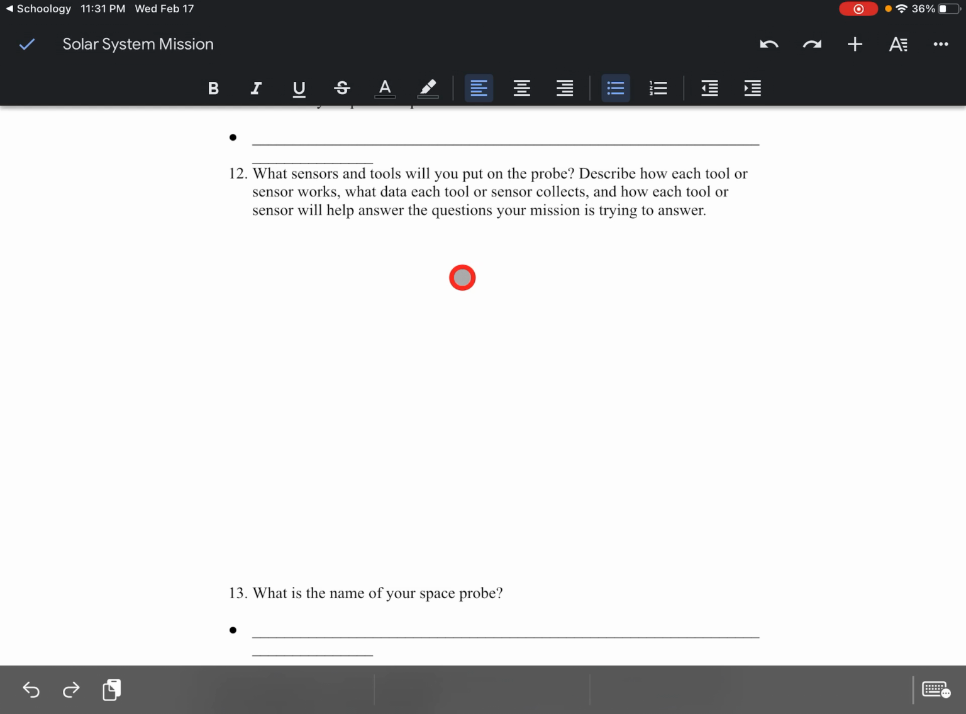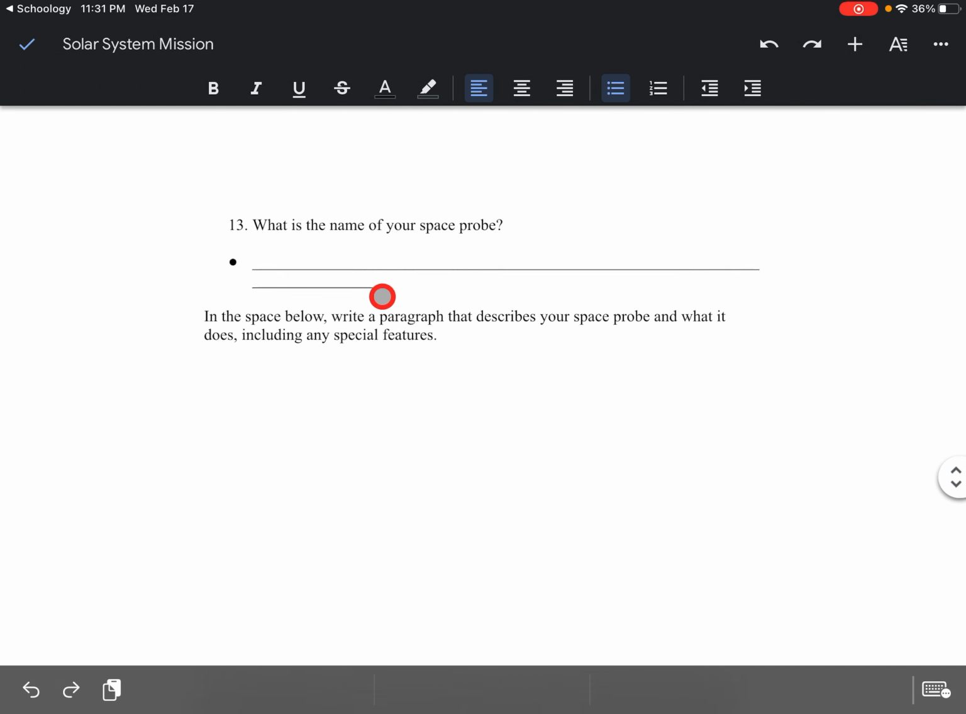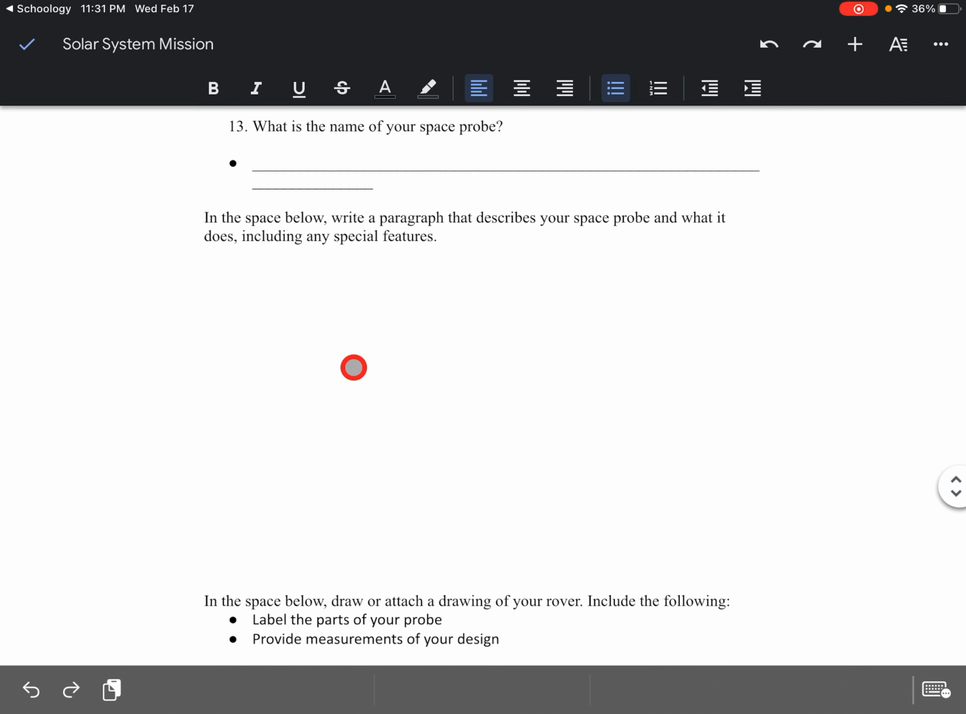How does each sensor work? And what question will those sensors answer? So you can see it's all written up here. So just how's it going to help you answer your questions? What sensors do you have? How do they work? What's the name of your probe? And then write a paragraph that's just going to describe your probe, including any features, anything special about it.